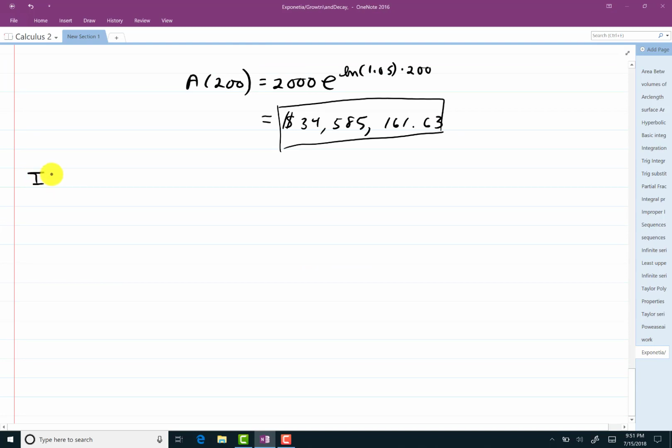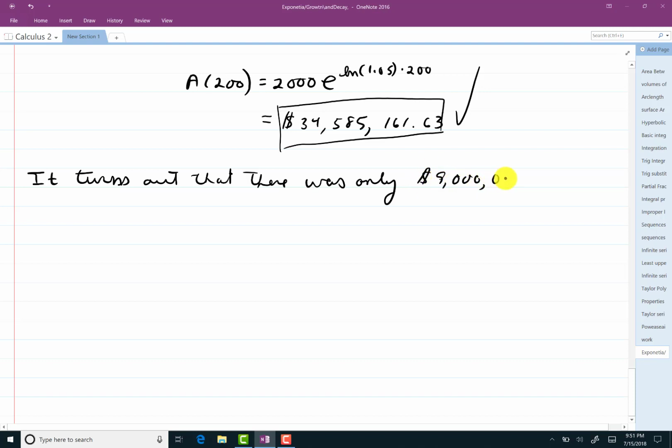It turns out that problem is solved, so we're done. Let's put a check by it. It's finished. But I want to sort of tell you what actually did happen. It turns out that there was only $9 million. Roughly. I'm sure there were some dollars and cents or whatever. But roughly, there was only $9 million in 1990.